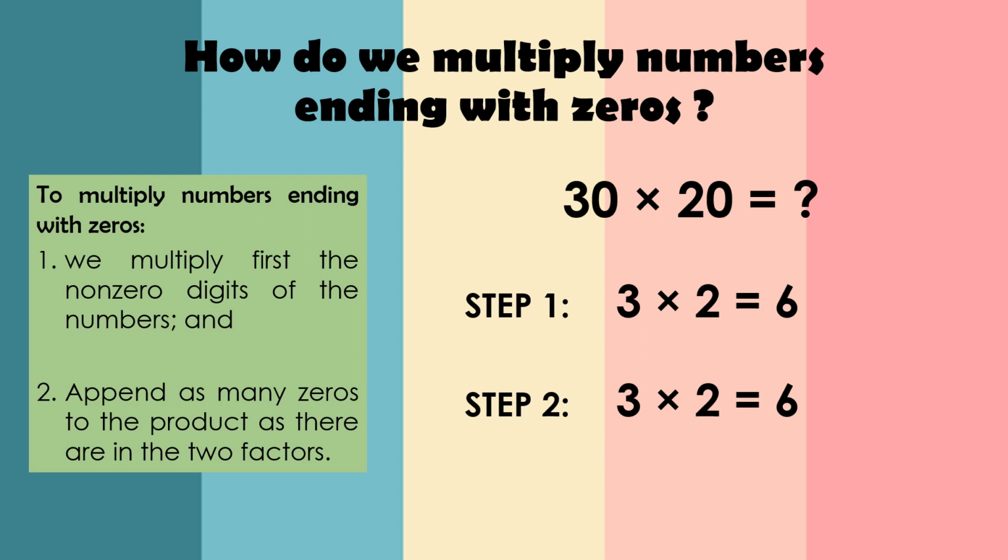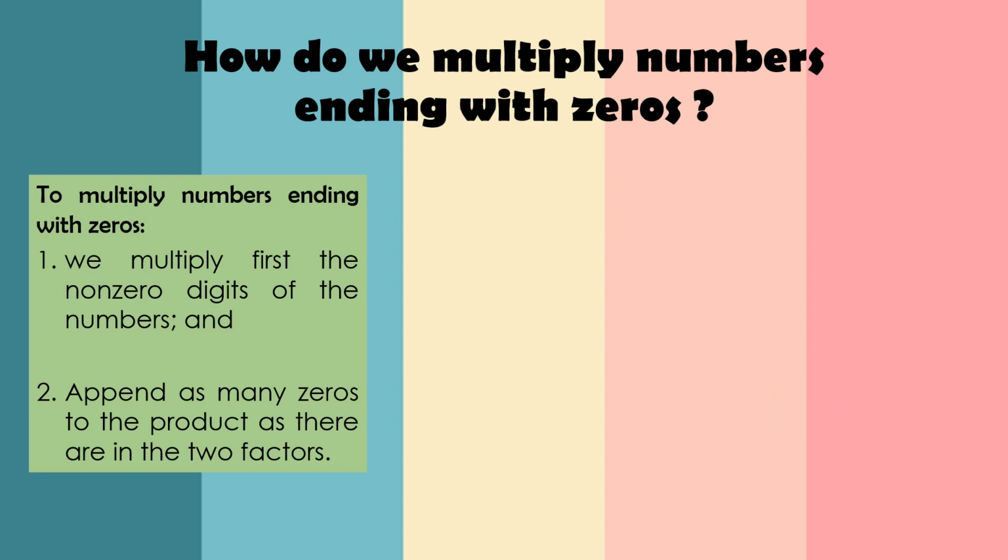For the second step, append as many zeros to the product as there are in the two factors. In number 30, there is one zero. In number 20, there is another 0. So we need to put 2 zeros after 6. So 30 times 20 is equal to 600. Let's have another example.